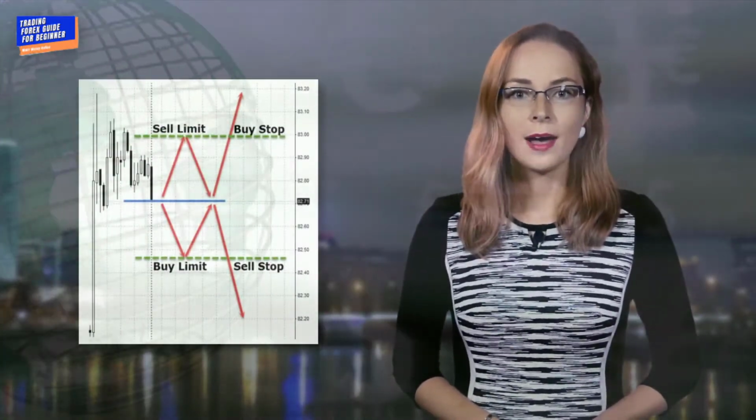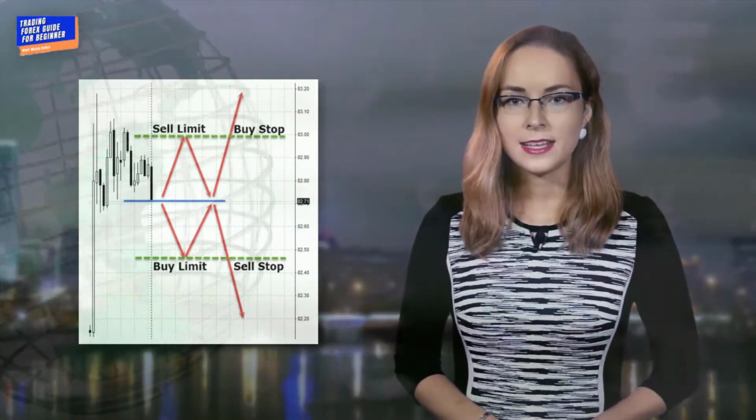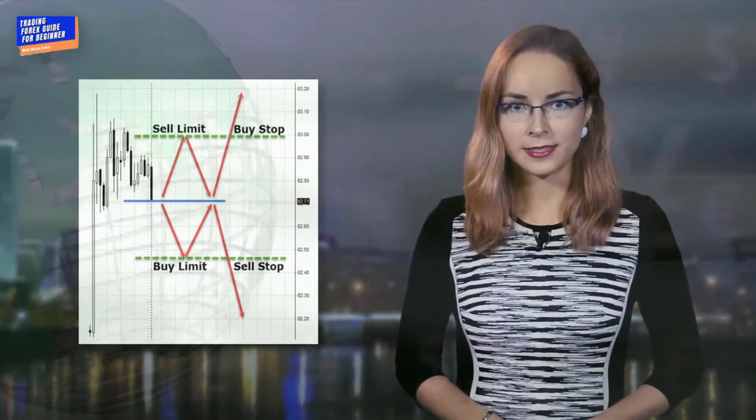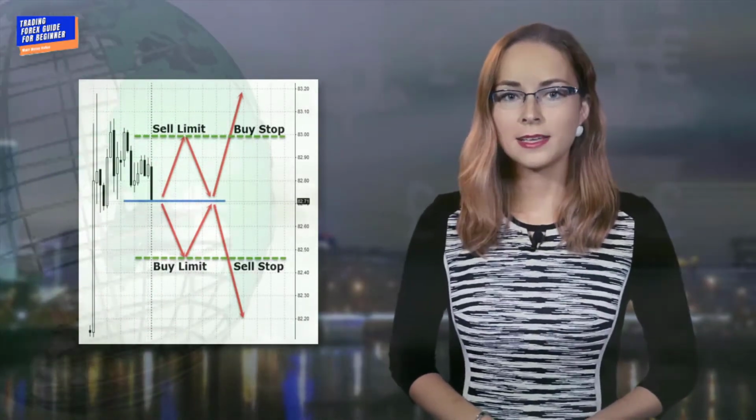If you think that the currency pair will rise and then reverse to the downside, place sell limit above the current price. If you expect the currency pair to decline and then reverse to the upside, place buy limit below the current price. If you think that selling will intensify once the price breaks a certain level on the downside, place sell stop below the current price. If you expect the buying to intensify once the price breaks a certain level on the upside, place buy stop above the current price.